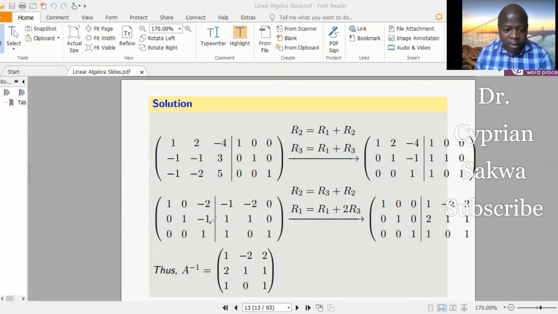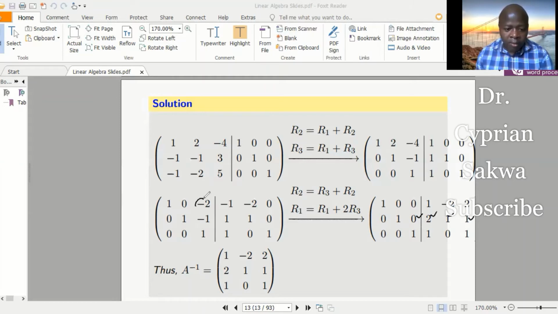To get a 0 in this position, we say we are adding row 3 plus row 2. So this 1 plus this negative 1 gives us 0. This 1 plus this 1 gives us 2. This 0 plus this 1 gives us 1. And this 1 plus this 0 gives us 1. So we are done with this row.